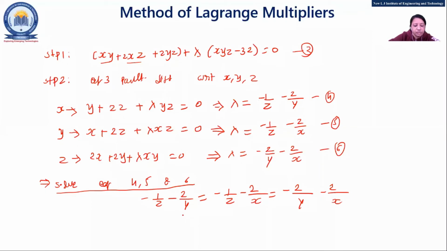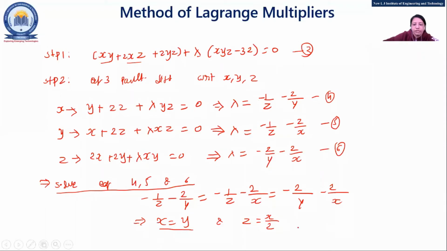Same like the previous one. You have written the final answer, x equal to y. Okay, fine, that is correct. So from that you will get x equal to y again and z equal to x by 2. Whatever, x and y both are the same, and z equal to x by 2.